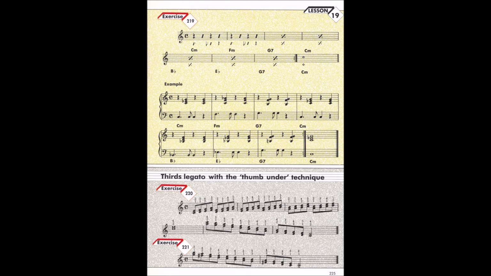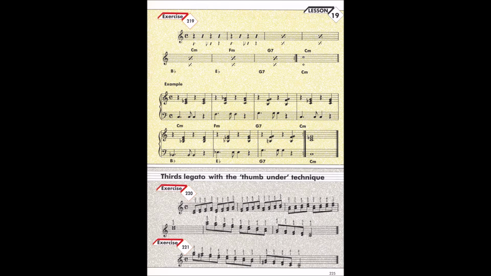Exercises 220 and 221, at the bottom of page 225, are in part a preparation for our piece with orchestra in this lesson, Venetian Adagio, that we'll be coming to next. The exercises show you how to move up and down the keyboard playing legato thirds. On the way down the keyboard, this involves using a version of the thumb under technique. In fact, you'll probably find it's not physically possible for you to play these thirds perfectly smoothly.